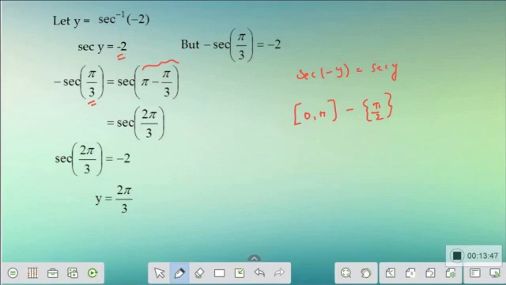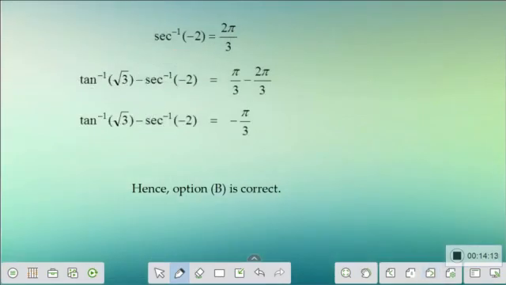So secant of pi minus pi by 3 is same as minus secant pi by 3. Now when I simplify the terms inside the bracket, I will get 2 pi by 3. That is, secant 2 pi by 3 will be equal to minus 2. This means that we have secant y equal to minus 2, secant 2 pi by 3 equal to minus 2. This tells us that y equals 2 pi by 3, or secant inverse of minus 2 is equal to 2 pi by 3.